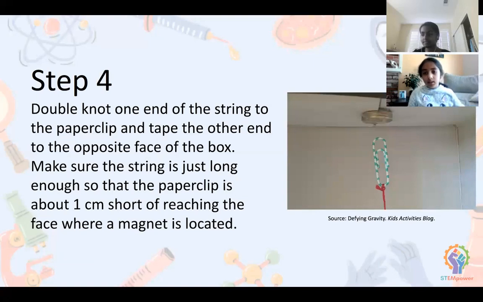So where do we tape the magnets? I'll tell you that later. Cut the string first. So you're going to cut the string so it's exactly the same length as the shoebox. Tie the string to one end of your paper clip.